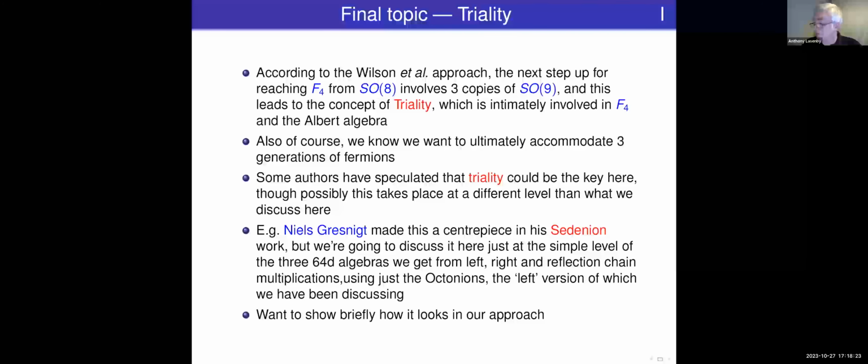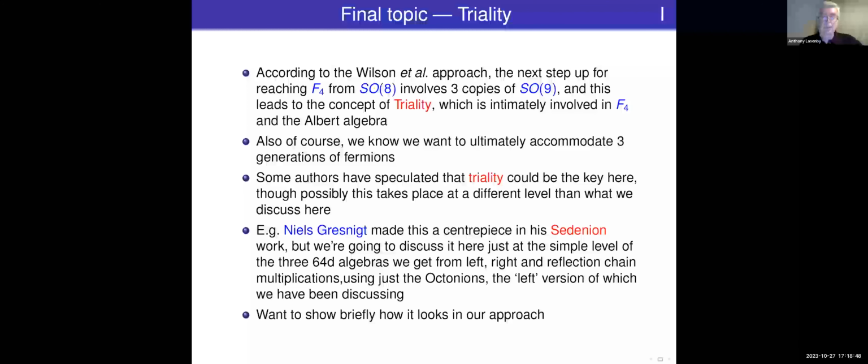So I'm going to wrap up very shortly. According to the Wilson et al. approach, the next step up from SO8, and we would like to get to F4, involves 3 copies of SO8, and this leads to the concept of triality. And of course, this is intimately involved in the F4 and the Albert algebra.